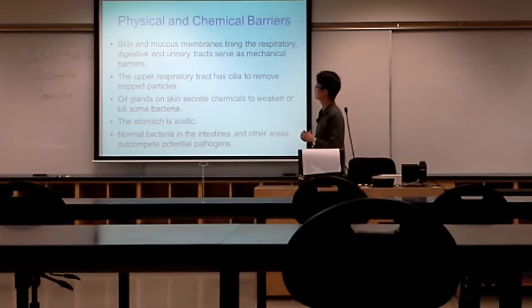Skin and mucous membranes in the respiratory, digestive, and urinary tract provide a mechanical barrier. The upper respiratory tract has cilia to remove trapped particles, pathogens, or bacteria. Skin can secrete oil that can weaken or even kill bacteria. The stomach is acidic, which can kill a lot of bacteria. And we have a lot of normal bacteria like E. coli in the intestine. Those normal healthy bacteria outcompete the pathogens, so that the pathogens cannot grow in our intestine.